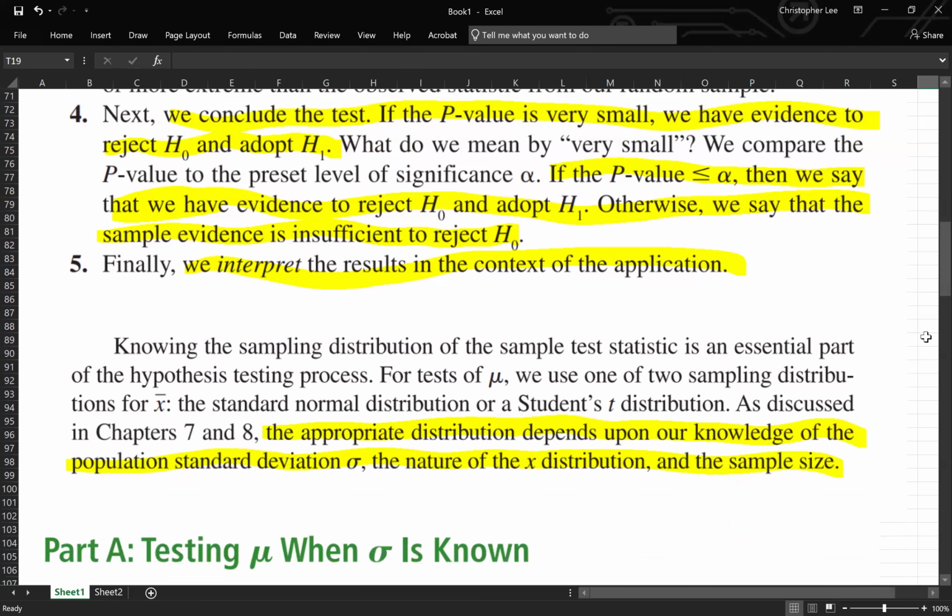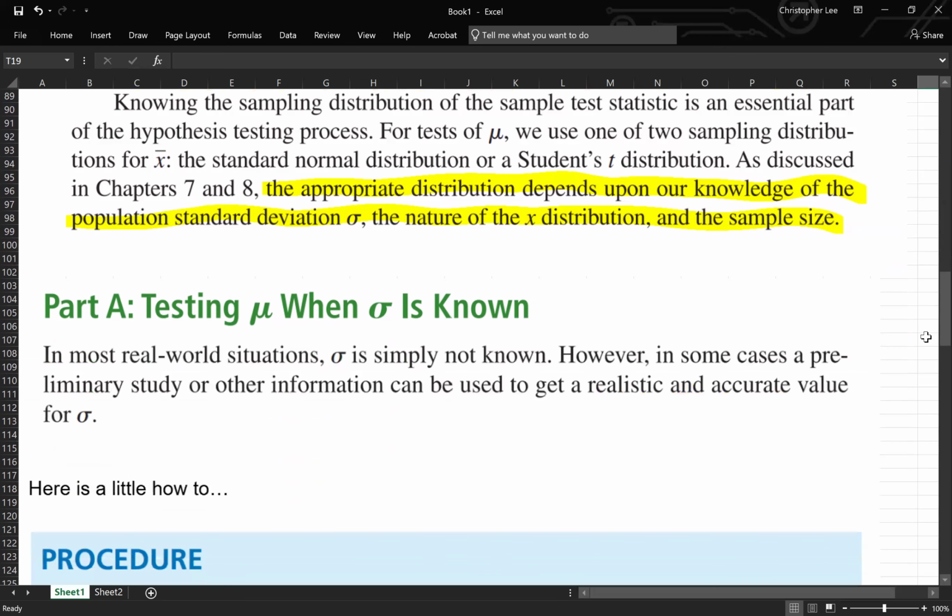Knowing the sampling distribution of the sample test statistic is an essential part of the hypothesis testing process. For tests of mu, we use one of two sampling distributions for the sample mean: the standard normal distribution or Student's t distribution, as discussed in chapters 7 and 8. The appropriate distribution depends upon our knowledge of the population standard deviation sigma or the nature of the x distribution and the sample size. So let's talk about testing mu when sigma is known.